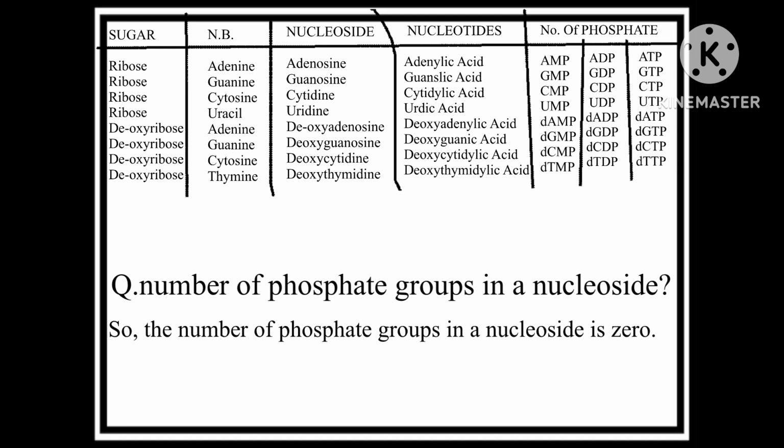Suppose I ask you to draw the structure of CTP, so what will you do here? First, you need to add three phosphate groups to the structure of cytidylic acid, and you're done with your CTP very easily. And what if I ask you the number of phosphate groups in a nucleoside? What will be your answer? The answer is 0. The number of phosphate groups in a nucleoside is 0, obviously, because you can add phosphate groups to the structure of a nucleotide only, but not to the nucleoside. So it's no.